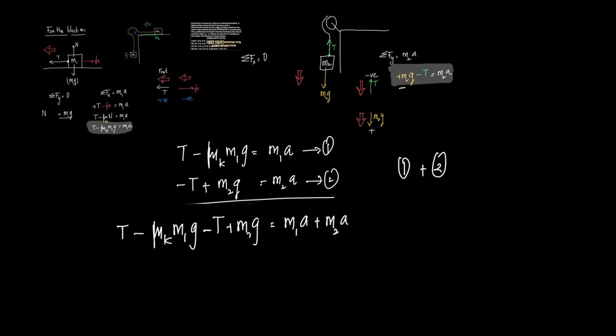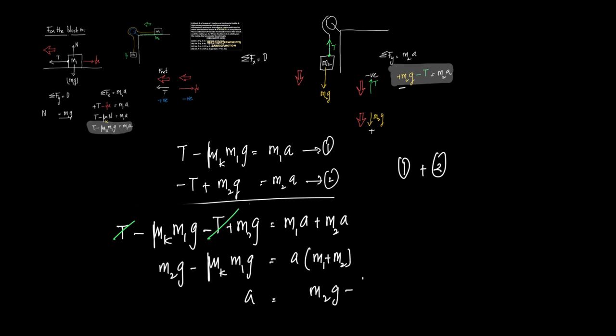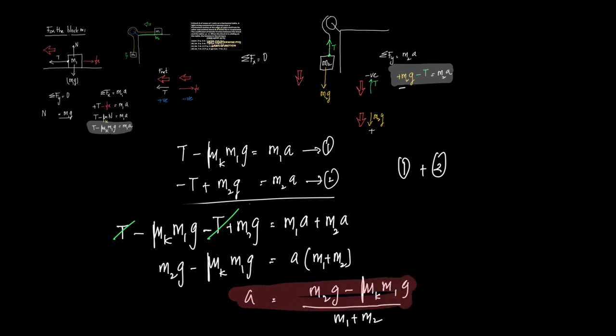And now what happens? T minus T is 0 now. So what you get is m2g minus mu k into m1g is equal to a into m1 plus m2. So what is a from here? A is m2g minus mu k into m1 into g, the whole upon m1 plus m2. Let me highlight this for you. So this is the value of a.